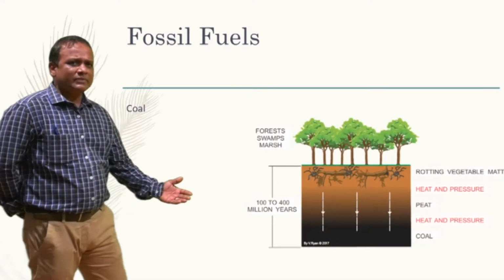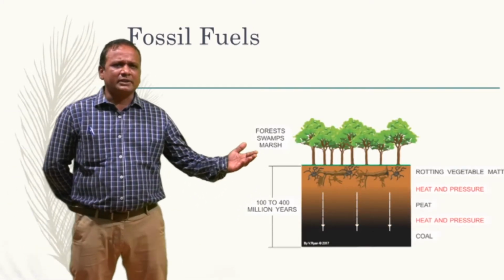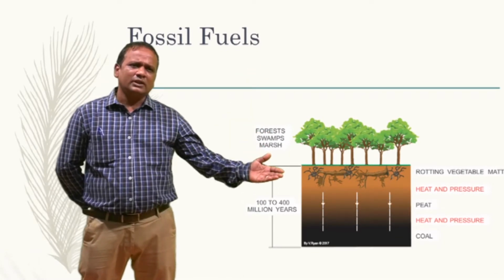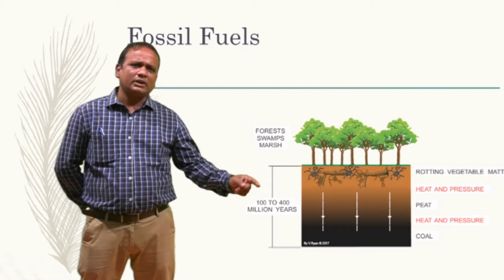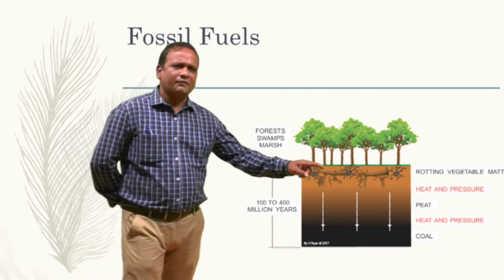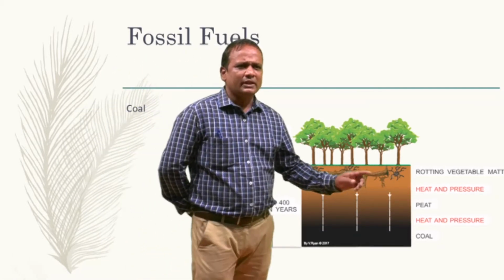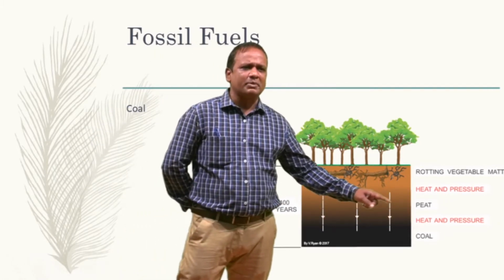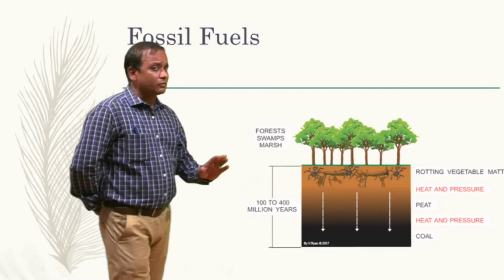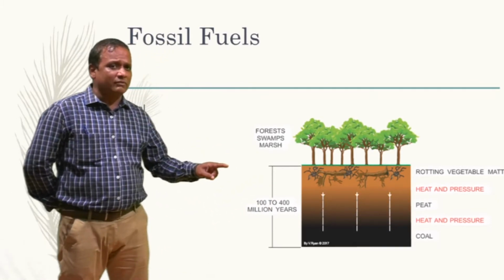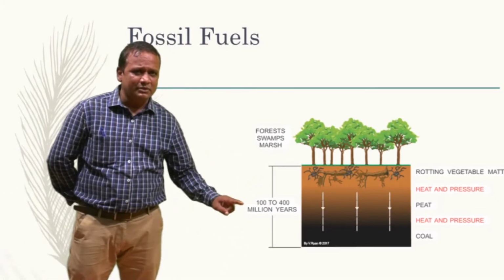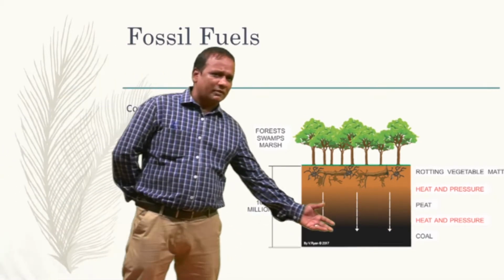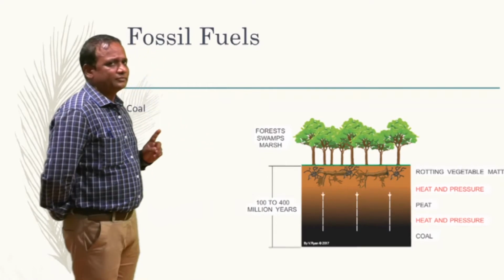So coal comes from ancient forests and swamps. As evolution goes on, the plants rotted into vegetable matter, and with the application of heat and pressure, that turned into peat. Again, with further application of heat and pressure, it turns into coal, but not suddenly. It takes around 100 to 400 million years. Whatever is extracted from the earth's crust would be coal.